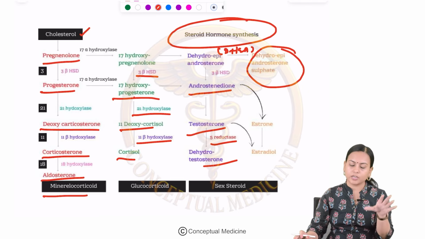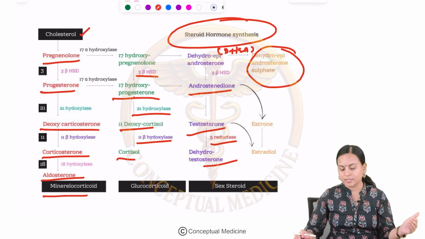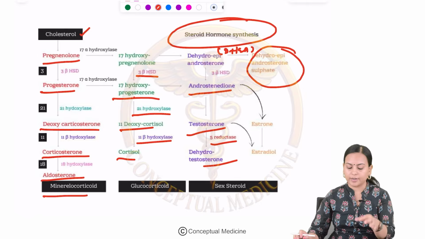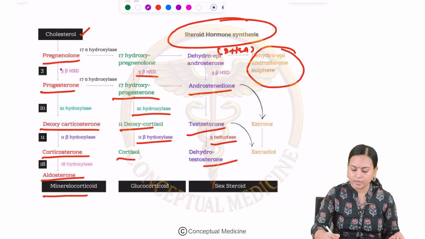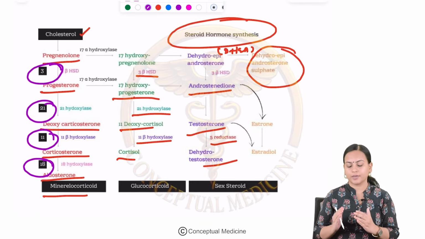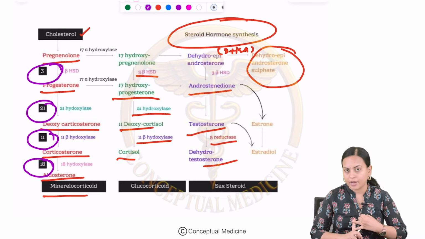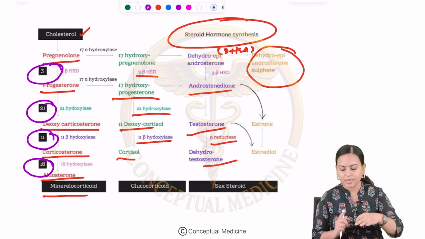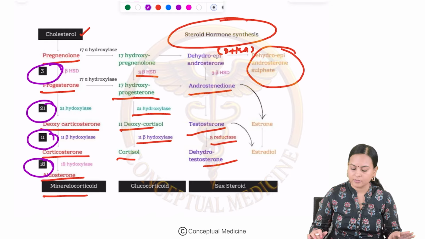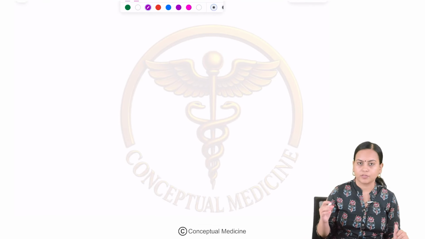Okay. So, this flowchart is very important, and the precursor for the synthesis of mineralocorticoids, glucocorticoids and sex steroids is cholesterol. Okay. So, it is 3, 21, 11 and 18: 3-beta hydroxysteroid dehydrogenase, 21-alpha hydroxylase, 11-beta hydroxylase and 18-hydroxylase. I hope this flowchart is clear for you, and you have to know it clearly so that you will understand how the pathophysiology of congenital adrenal hyperplasia works.